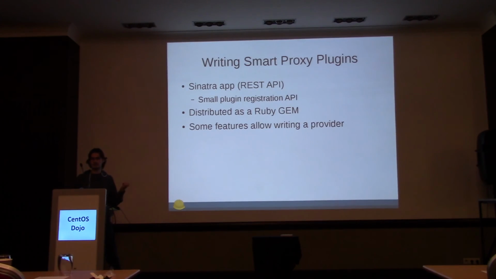And I think it's interesting to point out some plugins allow you to write just a provider. So for DNS, you don't need to specify the whole API again, you just provide a provider which does host record creation, record deletion, and we're making it even smaller, so you can write in just a few lines of code your DNS provider or DHCP provider.